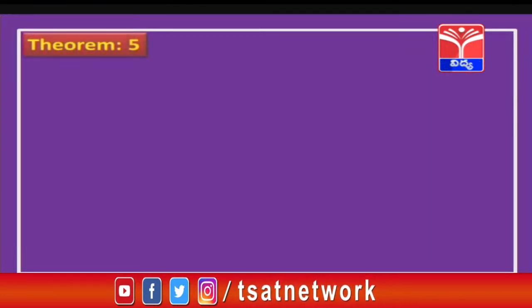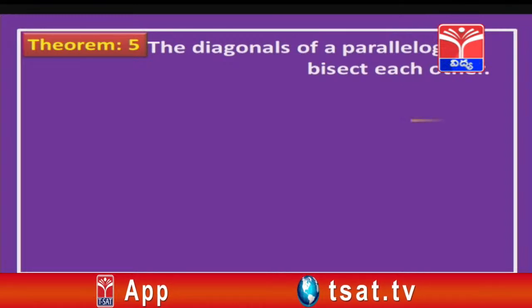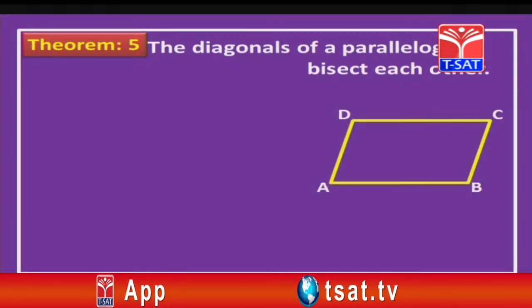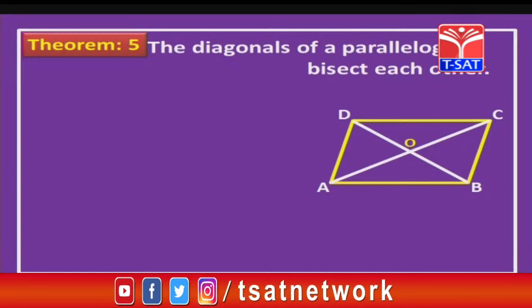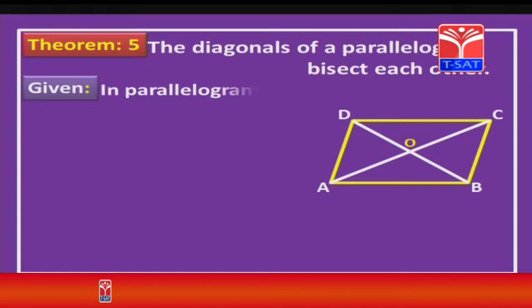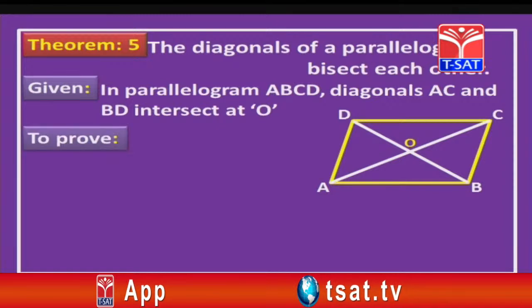Now, let us move on to our next theorem, that is the diagonals of a parallelogram bisect each other. Now, let us prove this. So, consider a parallelogram ABCD. Okay. Now, in this AC and BD both are diagonals intersecting at O. So, given parallelogram ABCD, AC and BD are diagonals intersecting at O, and what we have to prove, children?